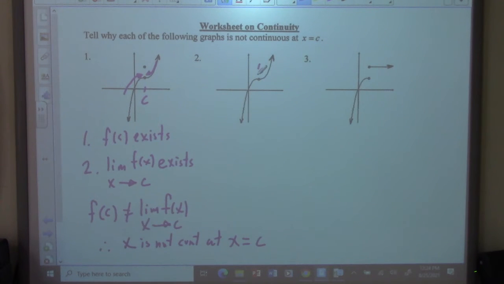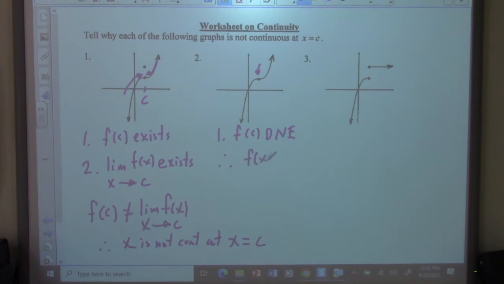Now here on graph 2, we have a hole sitting right there. You see that on your paper? It's a little hole. And so, condition 1, does f of c exist? No. F of c does not exist. I'll put does not exist. And so have we found enough work for continuity here? Yes, we have. Therefore, f of x is not continuous at x equals c.